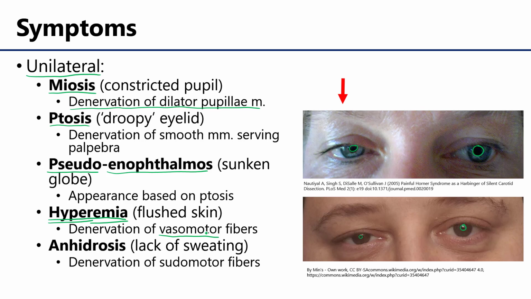There is also a potential for unilateral anhidrosis. So an without hydrosis, water or sweating. And this is a consequence of the denervation of the pseudomotor fibers, which serve the sudoriferous or sweat glands of that region. So among these symptoms of miosis, ptosis, pseudoenophthalmos, hyperemia, or anhidrosis, generally there's some suite of these symptoms that are present in an individual with Horner's syndrome.